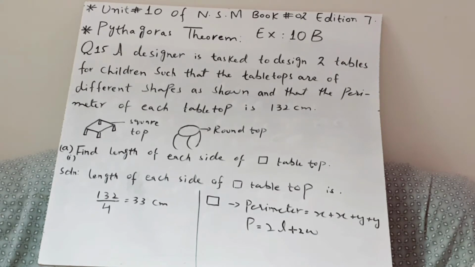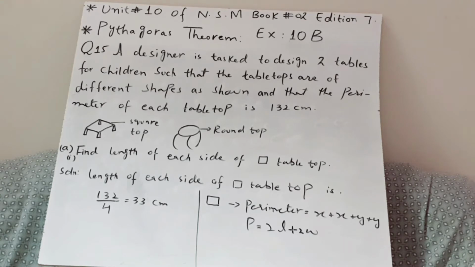Okay, so in part A, they are asking to find the length of each side of the square tabletop. So they are talking about the square tabletop, which is given. So we have to find the length of each side of the square tabletop in this.